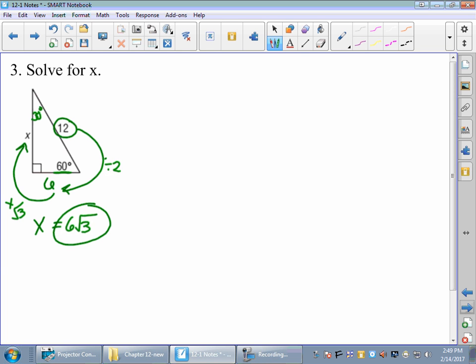Now, special right triangles are great, but they require a lot of memorization. So if you don't understand what just happened there, there is a better way. You can use trig. Okay, I have an angle, 60 degrees. I have the side opposite 60 degrees, and I have the hypotenuse. So looking at opposite and hypotenuse, I'm looking at the sine. If I set up an equation that says the sine of 60 degrees is equivalent to the opposite x over the hypotenuse 12, I've just written an equation, then I can solve for x.